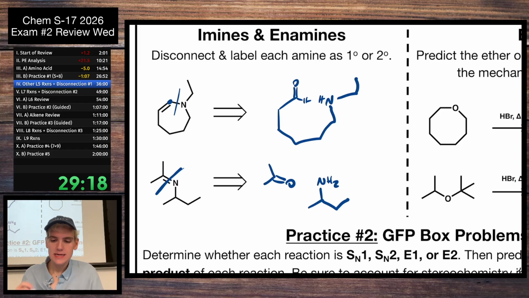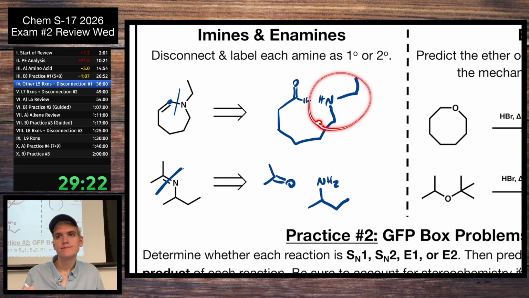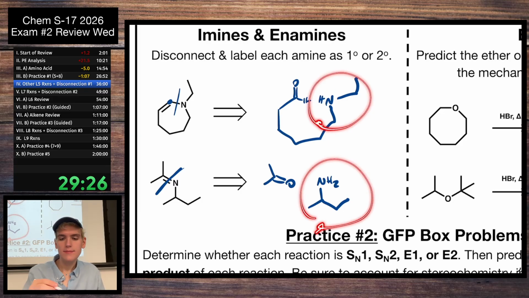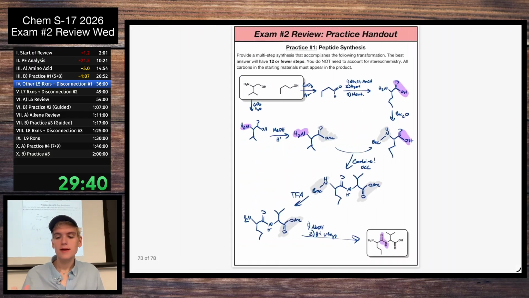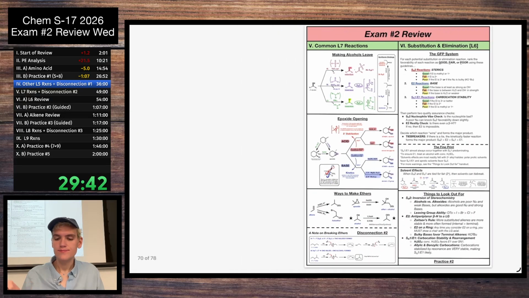What type of amine is this one? Primary or secondary? Secondary. What about this one? Primary. Great. Secondary amines make enamines. Primary amines make amines. Okay on the disconnection? Cool. Then going back to Lecture 5 things.